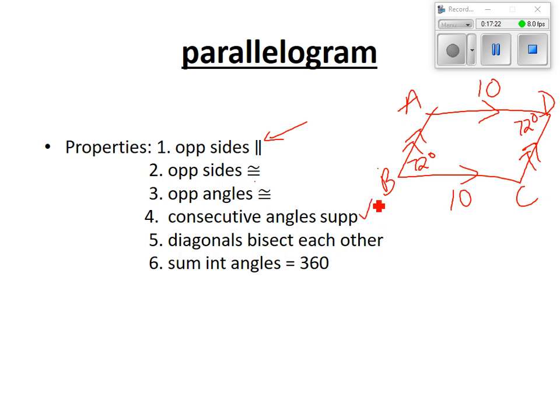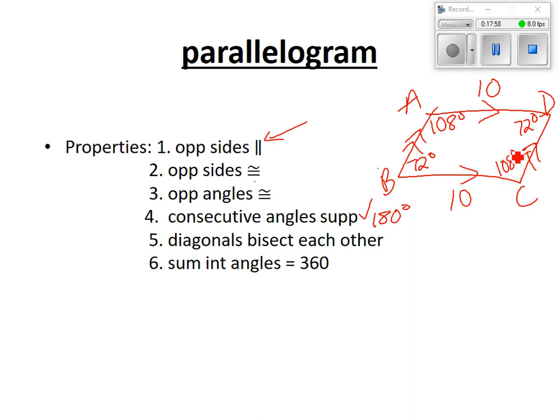Now, you also know the other two angles because of this next rule. The next rule says that consecutive angles have to be supplementary. What's supplementary mean? 180. You might want to write that down just to refresh your memory. Supplementary angles is 180. So, could we find angle A? Yes. How? 180 minus 72. What's that give us? 108. So angle A is 108. Well, if angle A is 108, what else do we know? C is 108.